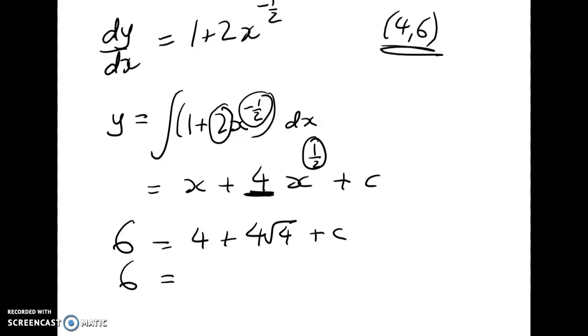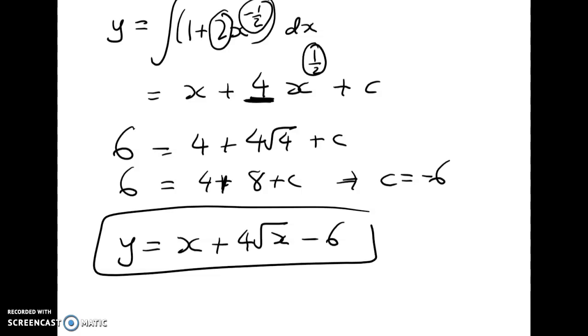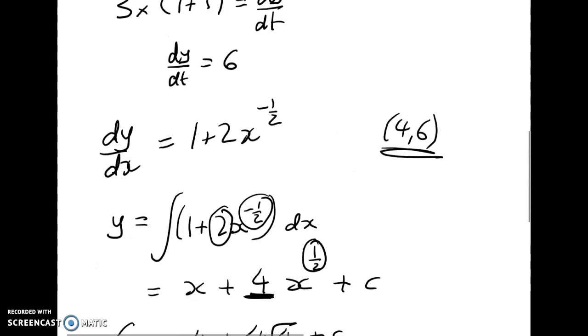Substituting in this point gives me 6 equals 4 plus 4 root 4 plus c. 6 is equal to 4 plus 8 plus c. So c is equal to negative 6, and the curve is y equals x plus 4 root x minus 6. So there we go, that's the second part done.